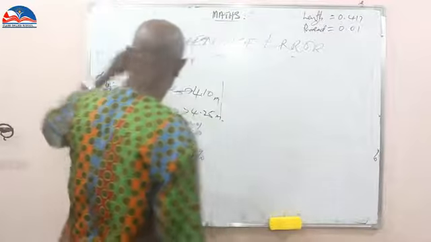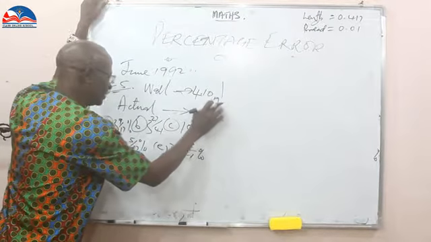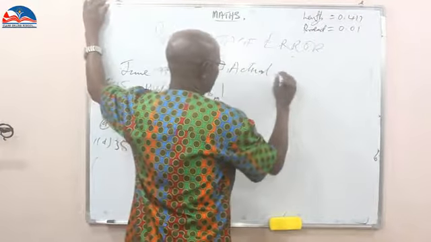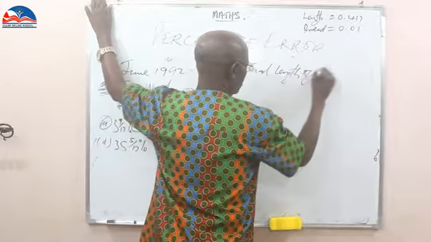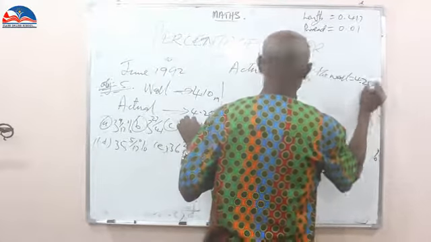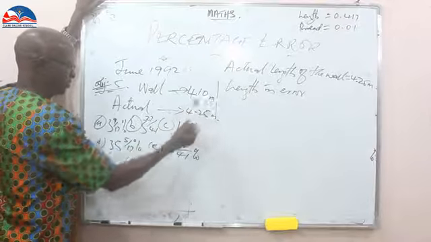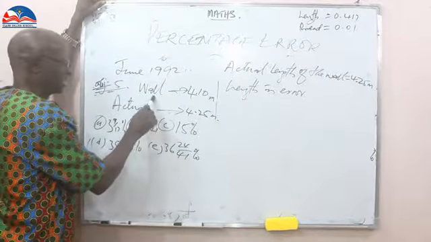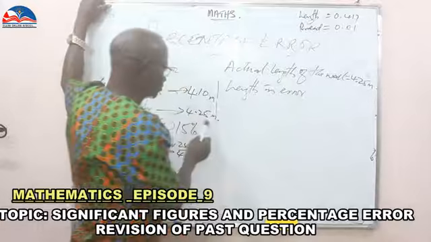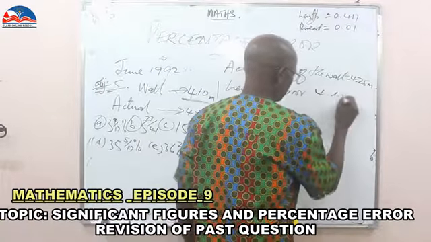Percentage error. Now, a student measured a wall and got 4.10 meters, but actually it is 4.25. So we start with the actual length of the wall, which equals 4.25 meters. Then the length in error: when the student measured it, he got 4.10 meters instead of the actual 4.25. So the length in error is 4.10 meters.